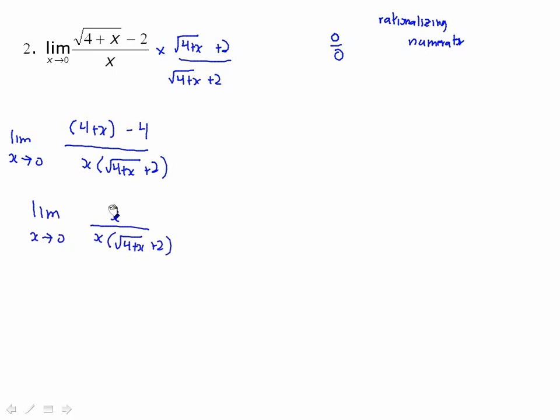We divide out the x's now, and we have the limit as x approaches 0 of 1 over the root of 4 plus x plus 2. Take the limit, plug it in, and you will get 1 over 2 plus 2, which is 4. So this limit is equal to 1 over 4. And I don't really have room to put it at the very beginning. So an important method that you use frequently.